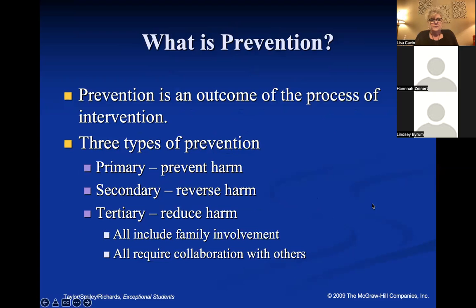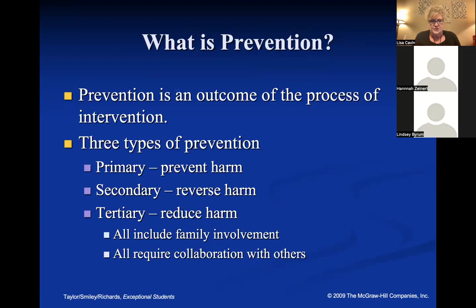So what is prevention? Well, prevention is an outcome of the process of intervention. And there are really three types of prevention. There's primary, secondary, and tertiary. Primary being the first, and that's when we prevent harm. We don't let it happen to start with. The secondary type of prevention is where we reverse harm. It's already happened, but we're going to change it back to a condition without the harm.